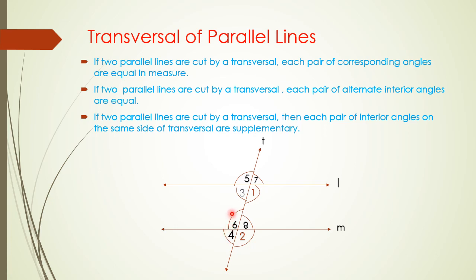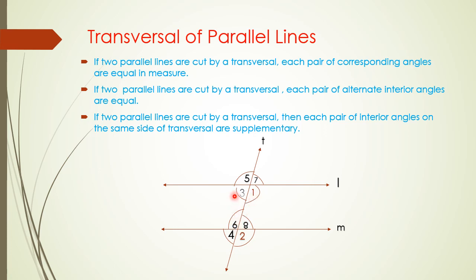Now the second point: if two parallel lines are cut by a transversal, each pair of alternate interior angles are equal. From the figure, what are the alternate interior angles? Angle 3 and angle 8, one pair of alternate interior angles. In the example we have seen, if angle 3 is 70 degrees, then angle 8 is also 70, because they are alternate interior angles. Then angle 1 and angle 6, you know, they are the second pair of alternate interior angles.